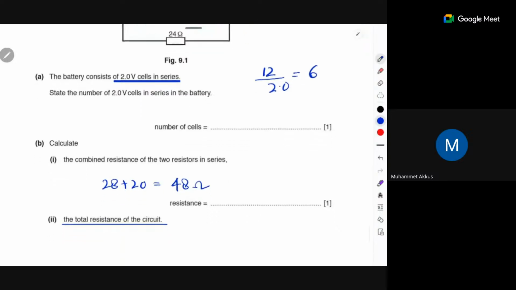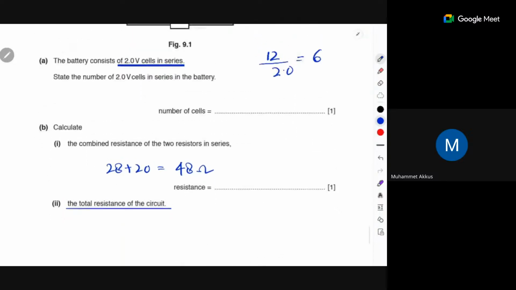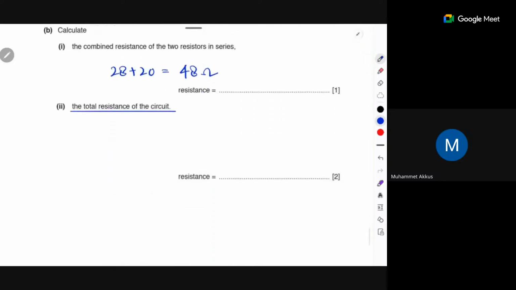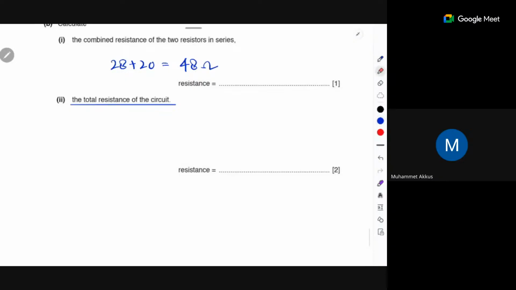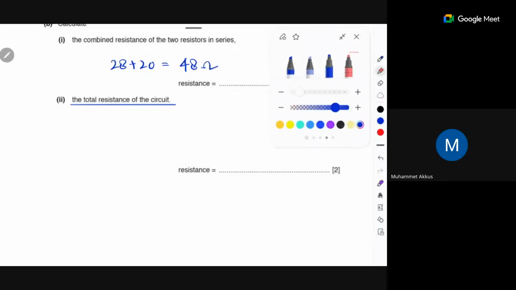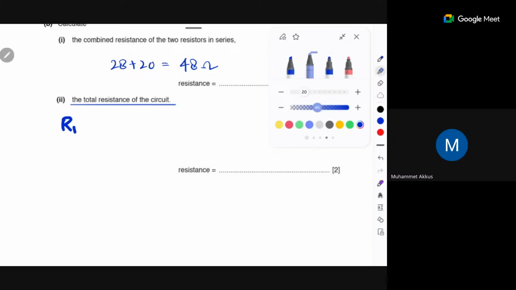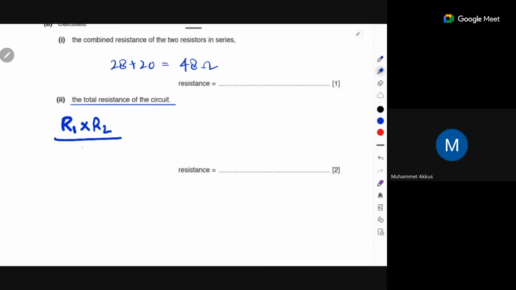Okay. And then the total resistance. Now that 28 is in parallel with this one. Did you see? Not 28, sorry, 48 is in parallel. So I told you a formula. That formula was very simple to understand. And what was that formula basically? I told you that it is R1 into R2 divided by R1 plus R2, yani product over sum formula, the total resistance.